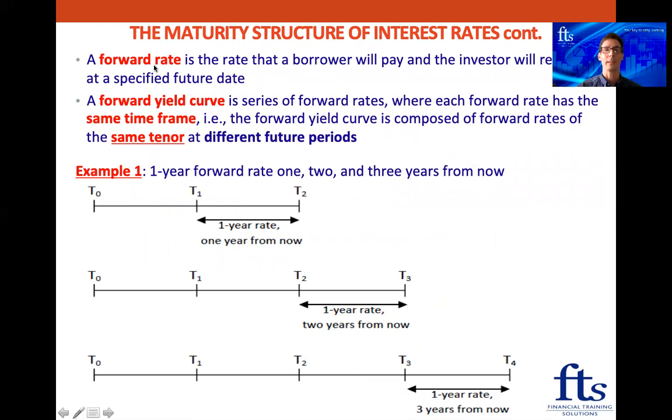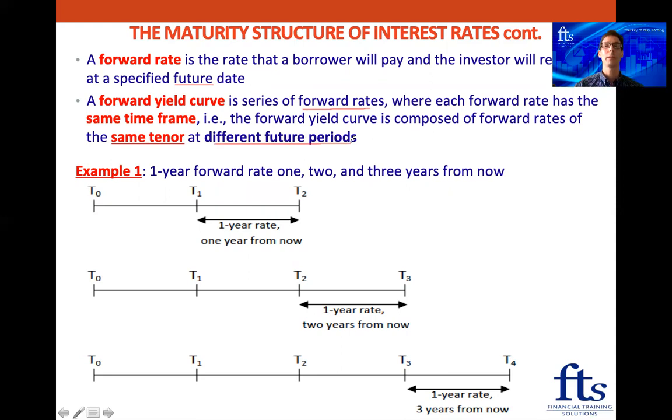So what is a forward rate? This is the rate that a borrower will pay and an investor will receive at a specified future date. So the forward yield curve is a series of forward rates where each forward rate has the same time frame. In other words, it's composed of forward rates of the same tenor, or the same maturity, but at different future periods.